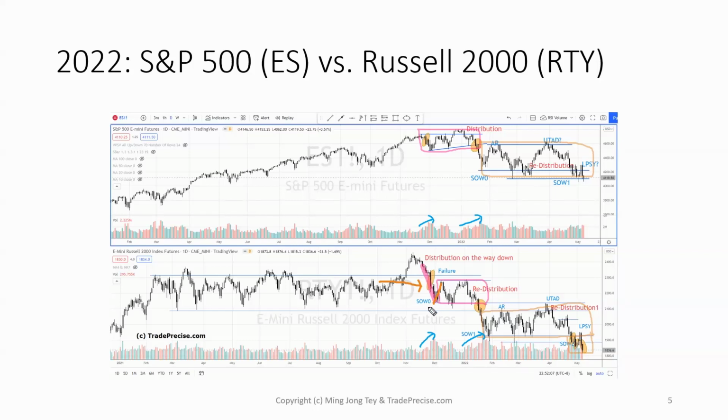and then followed by another redistribution. So I label this as the sign of weakness 0. This is the first sign of weakness. There's a huge supply level here, followed by what I think is definitely the biggest down wave. So there's a sign of weakness followed by a redistribution.